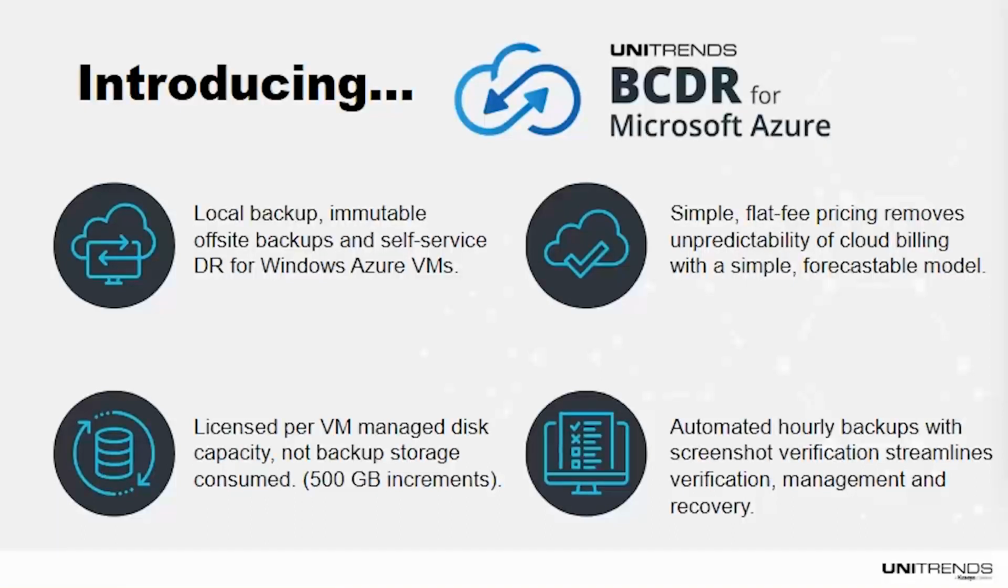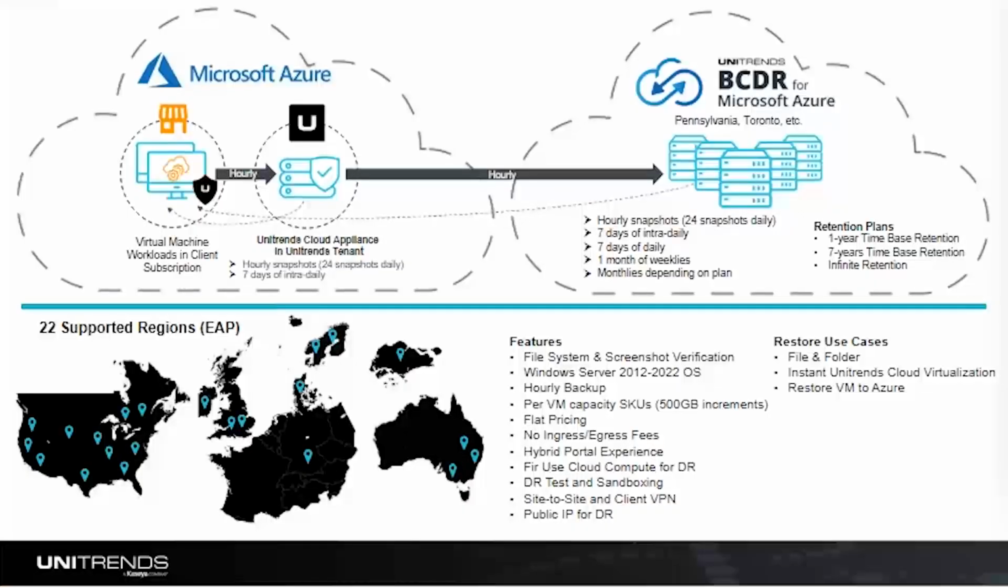And you're going to get automation, you're going to get hourly backups, you're going to get confidence through things like screenshot verification, and it's a very, very simple pricing model. Look at the size of the disks that you're protecting, and that's how much you're going to pay for, in 500 gig increments. And that is very, very important when you think about your cloud strategy.